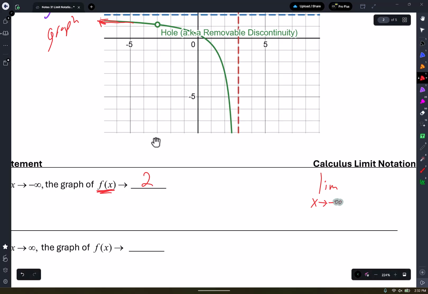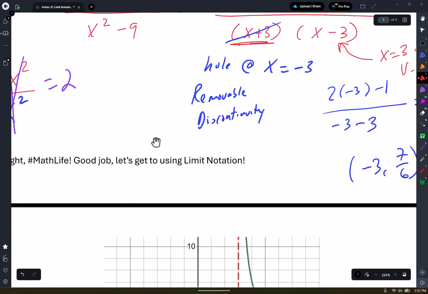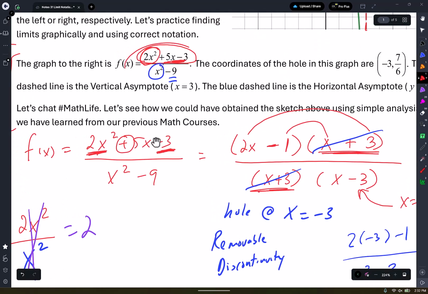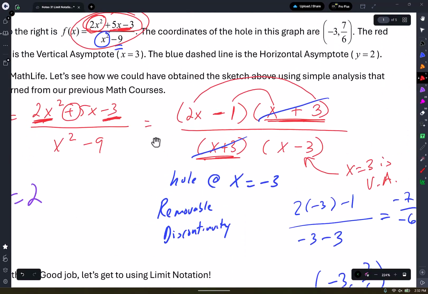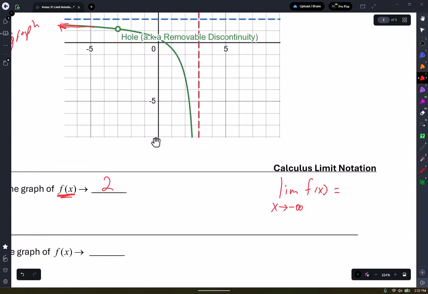My infinity doesn't look all that good. Let me do it better. Then you write f of x, the function. If you have what the function is, you can write the function also. You could have also written this expression in there. But the name of it is f of x. The limit as x approaches negative infinity of this function equals 2. And that's it. That's what I'm approaching.